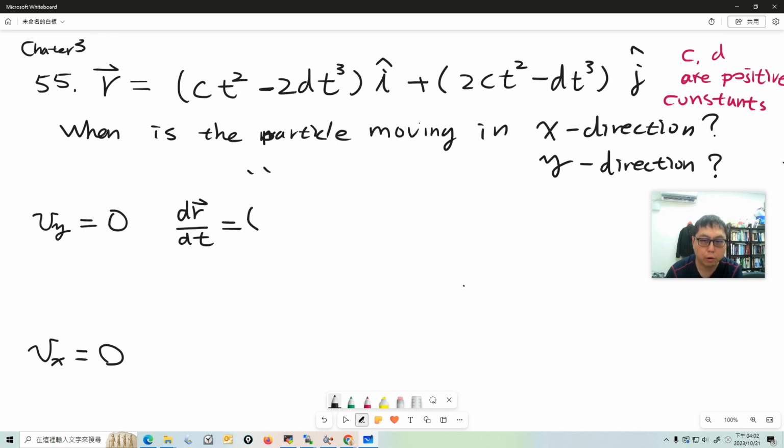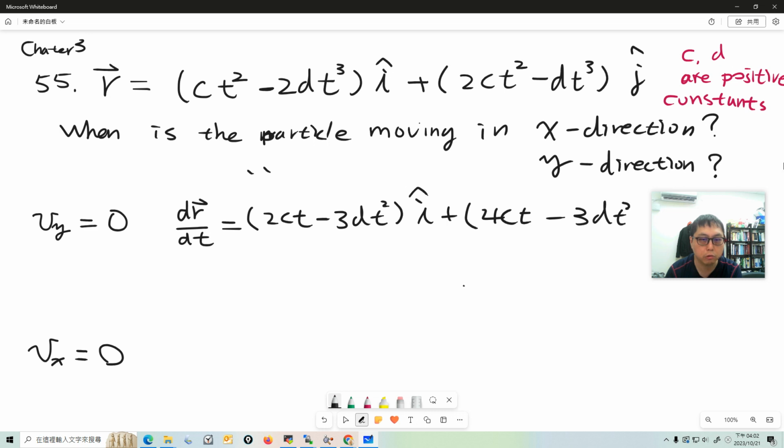So I don't want to write out the details, so check it by yourself. Plus j times 4ct minus 3dt squared. This is your velocity vector.